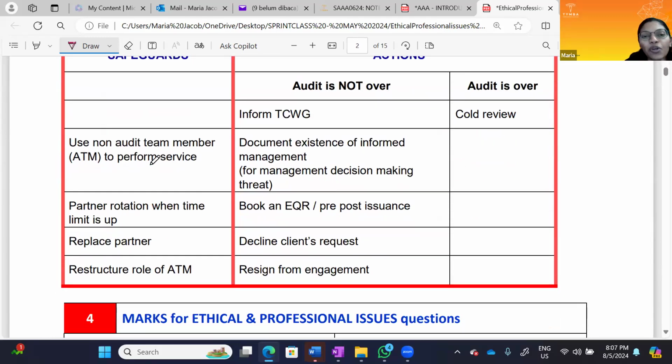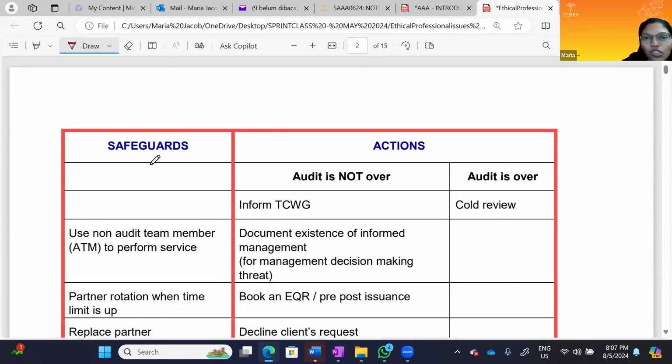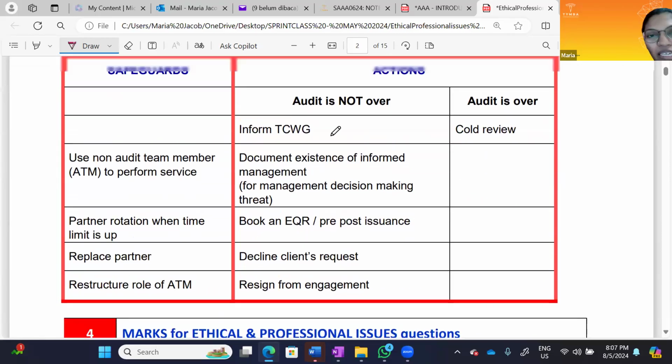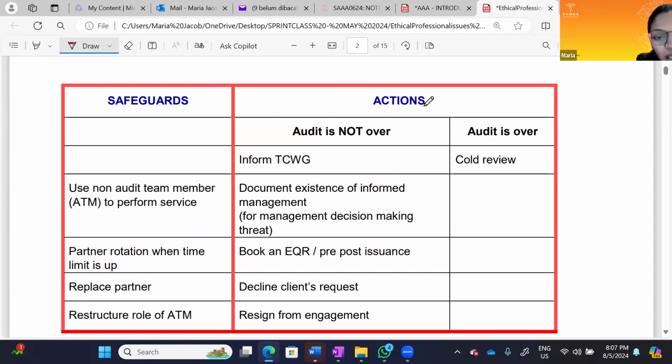Okay, so let me go to the next page. Now, when you are answering your ethical question, let's focus on how we want to answer an ethical question. So you have to identify what the threat is. You have to identify how severe it is. The severity very much depends on whether it is PIE or non-PIE and so on. And what is the safeguard and action? Your safeguards, majority of the time, are these items.